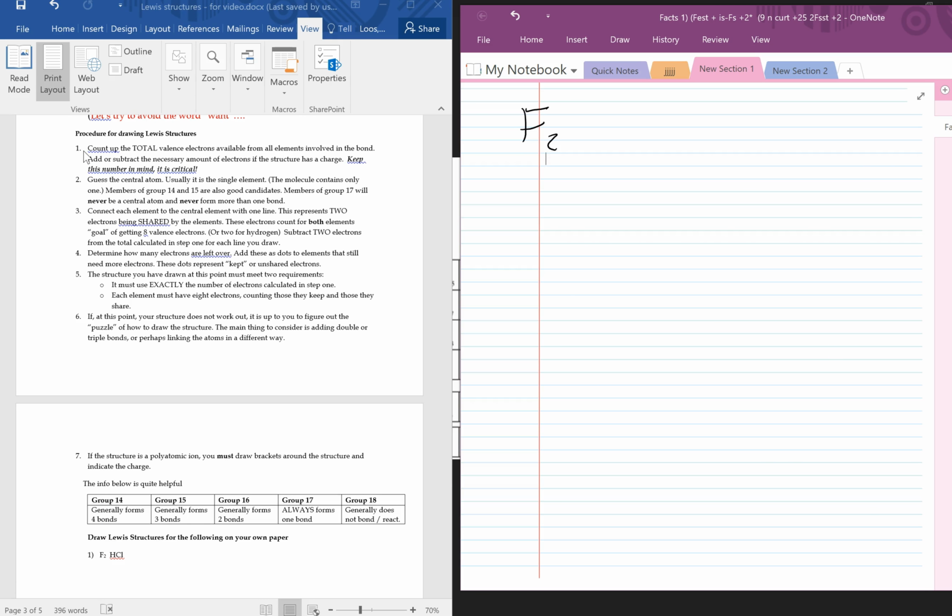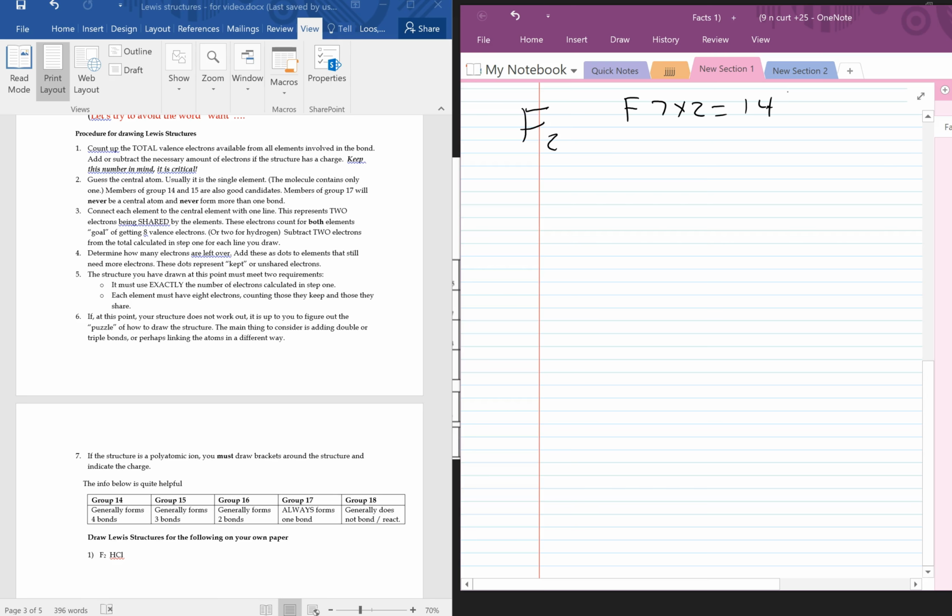Fluorine has 7 valence electrons, and there are 2 fluorines, so we multiply that by 2, and we have 14 electrons to work with. So the picture we're going to be drawing here in a second must represent 14 electrons. This is true of all types of Lewis structures we will ever draw, and it is the most important step.